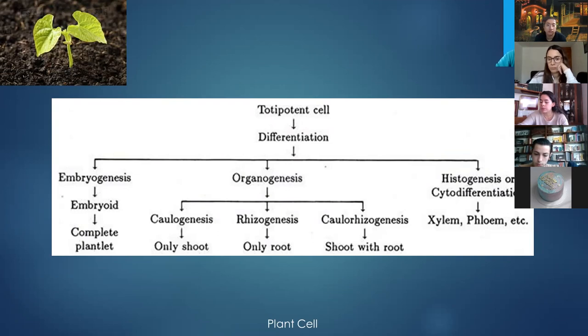And just to understand more, caulogenesis means I can get shoots. Rhizogenesis means I can get only root. And caulorhizogenesis means shoot and root, okay? So this is the idea. This is the background picture of all the techniques that comprise the whole tissue culture area.